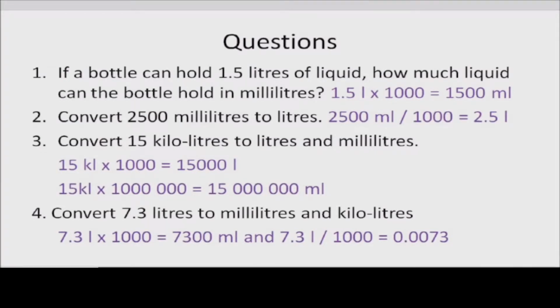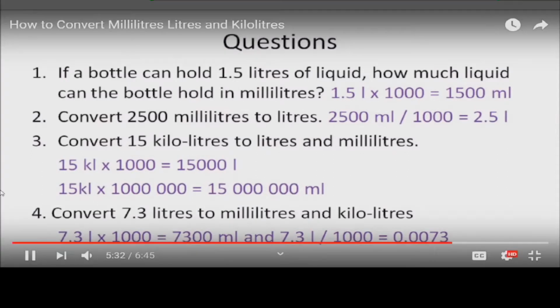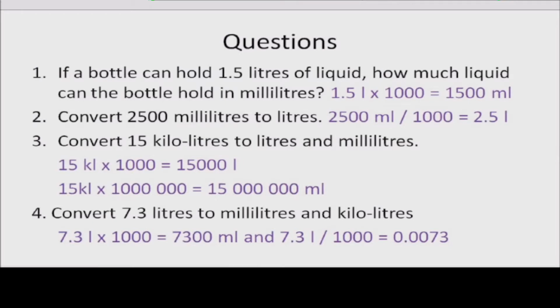Lastly, number 4, you need to convert liters to milliliters and also liters to kiloliters. So 7.3 liters converting to milliliters is multiplied by 1000 to give you 7,300 milliliters, and 7.3 liters converted to kiloliters is 7.3 liters divided by 1000 to give you 0.0073 kiloliters. And those are all the questions.